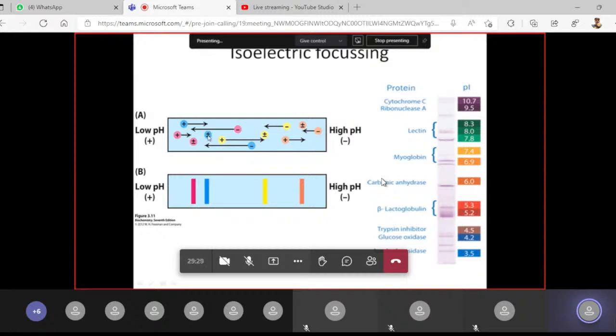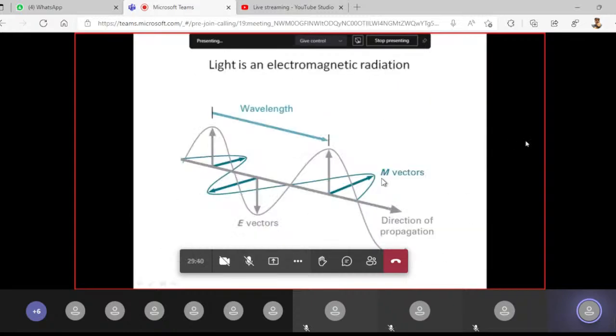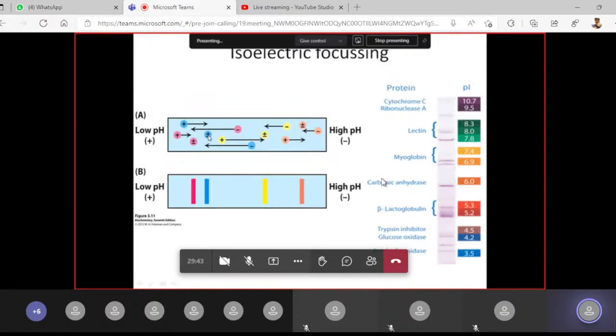For example, you say 5. Below that they will be positively charged, above that they will be negatively charged. So when they are here, they will start moving, and when they are here, they will start moving towards the negative side. They will move until the zwitter ions are formed. Here there is no net charge, so it will stop here, and they will form a band here. Like this, isoelectric focusing is a technique which separates the proteins based on their isoelectric point. When they reach the isoelectric point in the gel where there is a varying pH, they will stop moving and the bands will be formed.